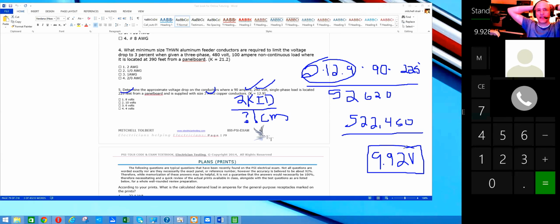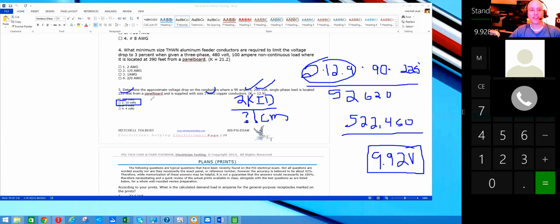Now, they didn't ask you for percentage, but just for grins and giggles, what does 9.92 volts represent percentage-wise? And there's an easy way to do it. But if I'm looking for volts, that's what this formula gives me, 9.92 volts, which in this case the answer block is given to me in volts, so that's all I have to do. I don't have to worry about it.